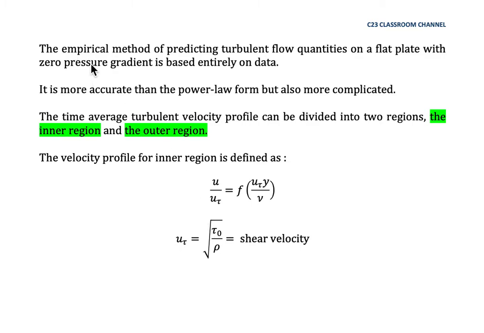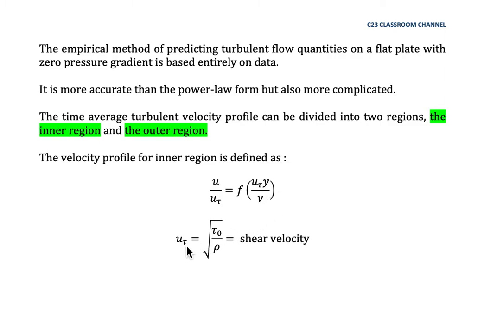So the empirical method of predicting turbulent flow quantities on a flat plate with zero pressure gradient is based entirely on data. It is more accurate than the power law form, but also more complicated. The time average turbulent velocity profile can be divided into two regions, the inner region and the outer region. The velocity profile for the inner region is defined as u over u tau equal to a function of u tau y over kinematic viscosity nu.